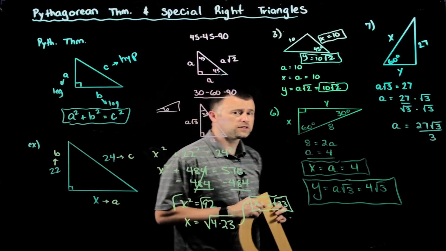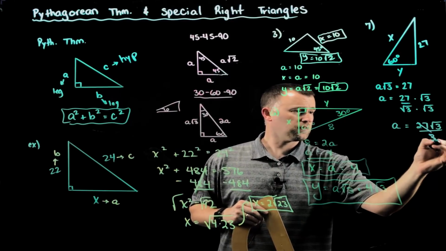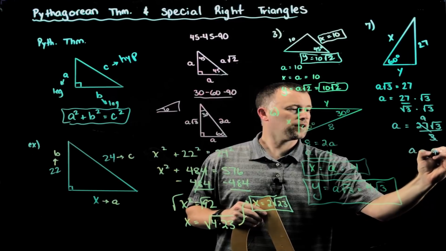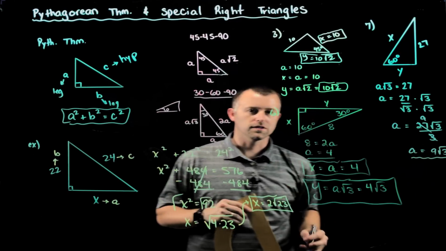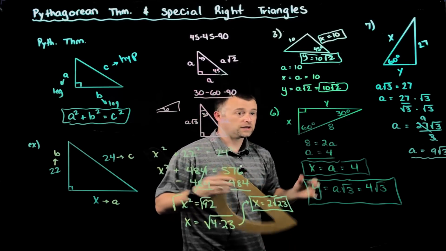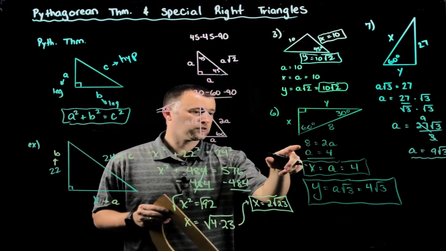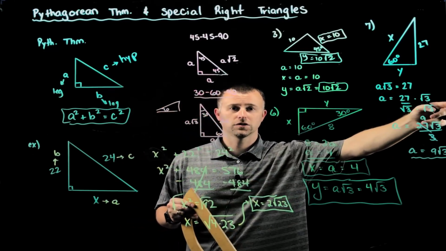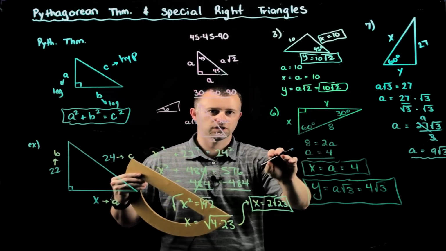And this allows us to simplify this fraction. You'll notice that the 27 and the 3 simplify to 9. So a is equal to 9 square roots of 3. This is super important because now I know what a is, and notice it took a little bit of work to get there. Unlike the last one, where we just divided by 2 and were done, here we had to divide by a radical 3 and rationalize. So it took a couple more steps. It's really the same problem as number 6, though.